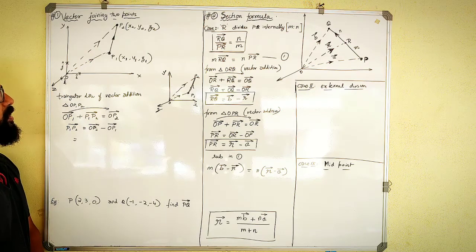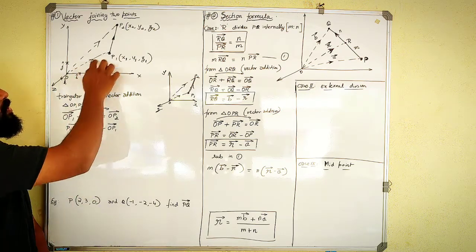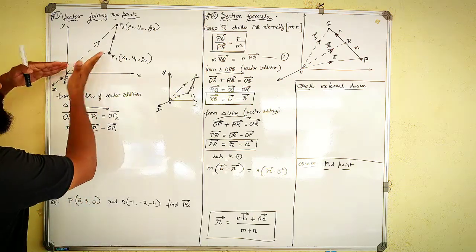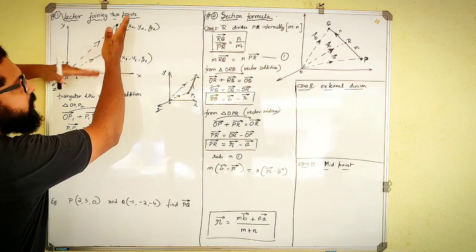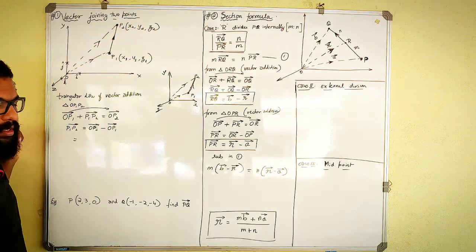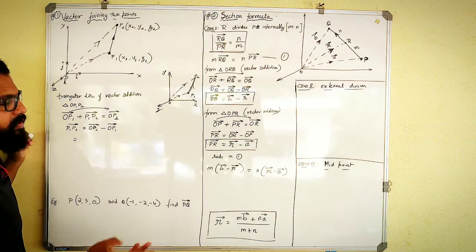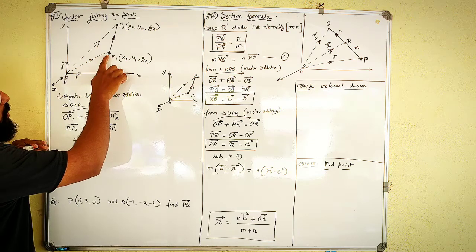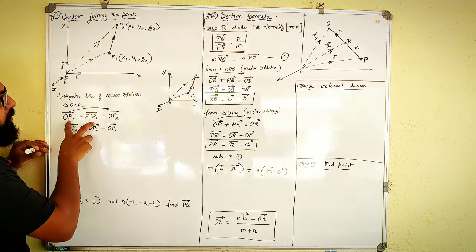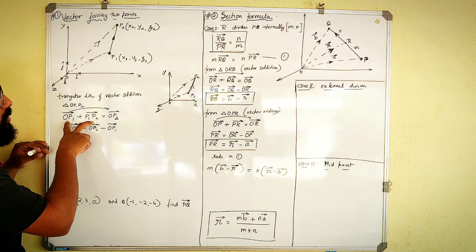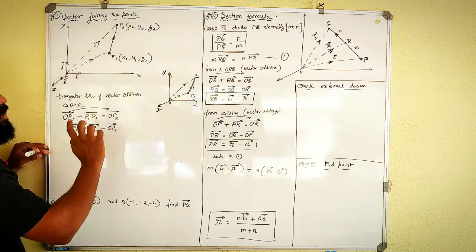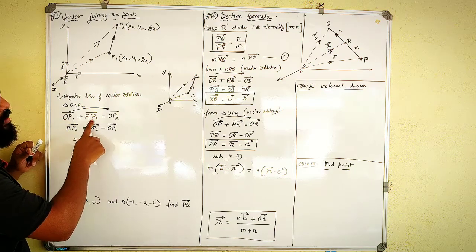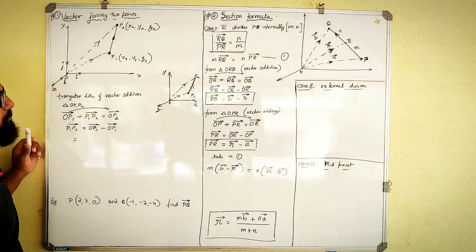So for that, let me consider the triangle OP1P2. In the triangle law of vector addition, the sum of the two consecutive sides is equal to the third side of the triangle, which joins the opposite ends. So OP1 vector plus P1P2 vector is equal to OP2 vector.